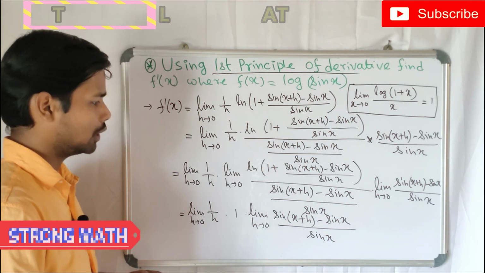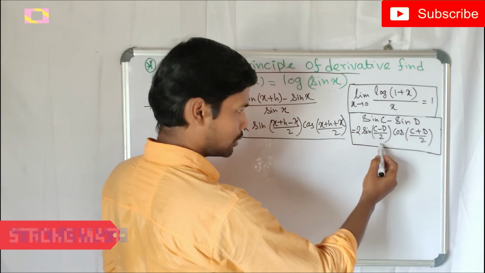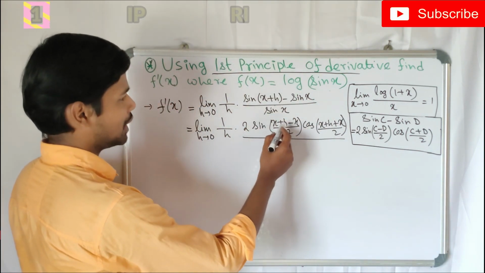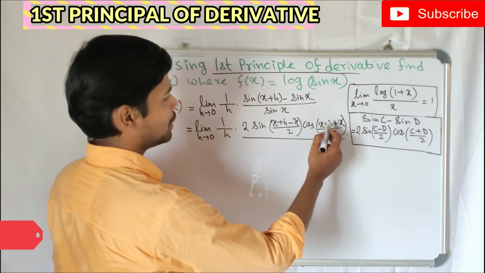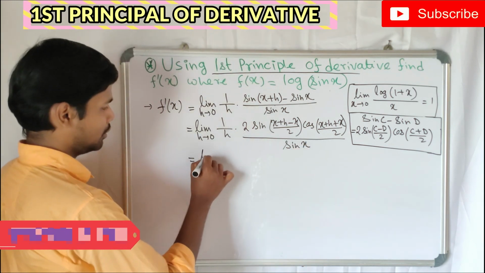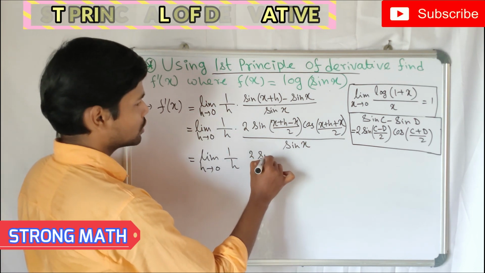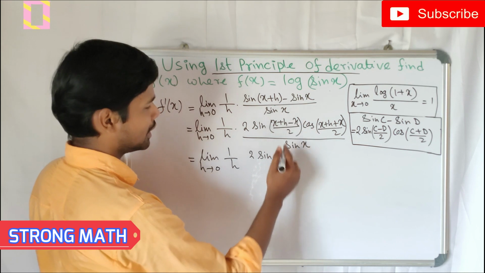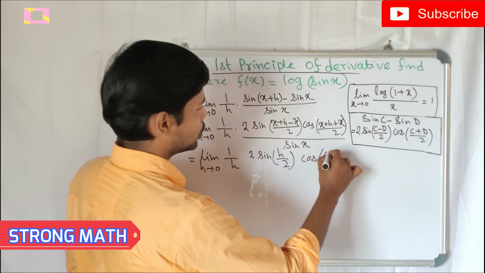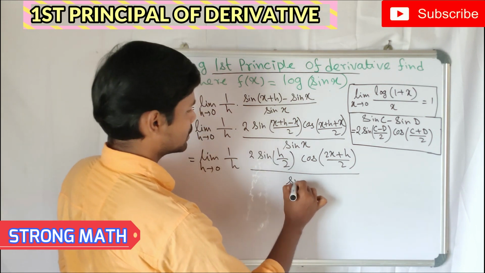Okay, look at the board very carefully. Now applying the formula sin c minus sin d equals 2 sin((c minus d) by 2) into cos((c plus d) by 2), here we get 2 sin((x plus h minus x) by 2) into cos((x plus h plus x) by 2) whole divided by sin x, which gives us limit h tends to 0 of 1 upon h, 2 sin of, cancelling out x and minus x, we have h by 2, okay, and cos(2x plus h by 2) whole divided by sin x.